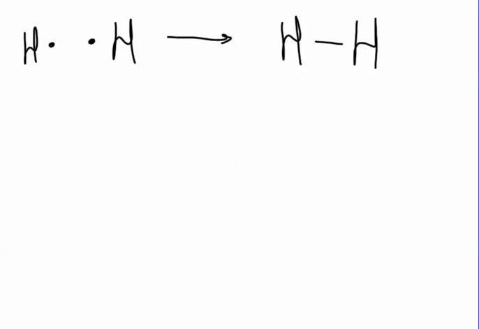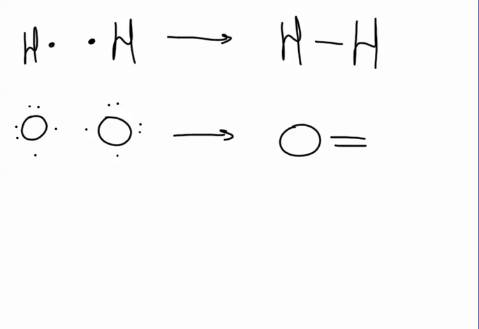If we look at oxygen, it wants to form what we call a double bond. So it shares two pairs of electrons.